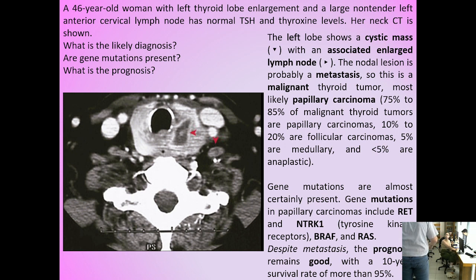That's why there is no use in giving radioactive iodine therapy. It won't respond. Perhaps it will respond to some degree, nothing really great, to chemotherapy, the anaplastic carcinoma. Here are the genes most commonly involved in papillary carcinomas: RET, NTRK1, BRAF, and RAS. And despite a regional lymph node metastasis, the prognosis remains good. The 10-year survival rate is excellent, more than 95%.